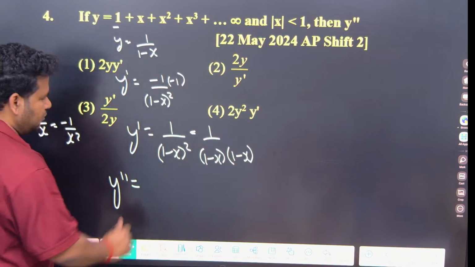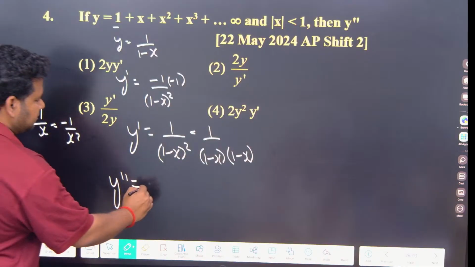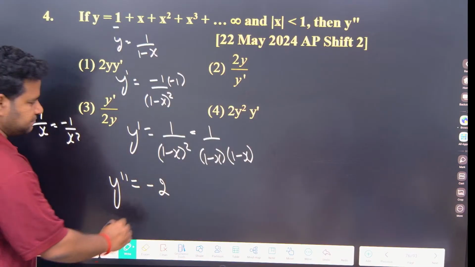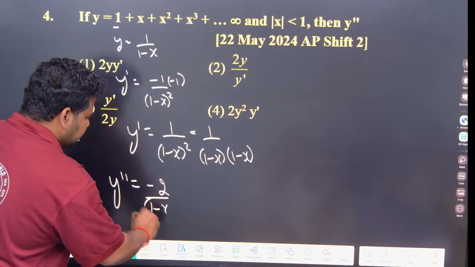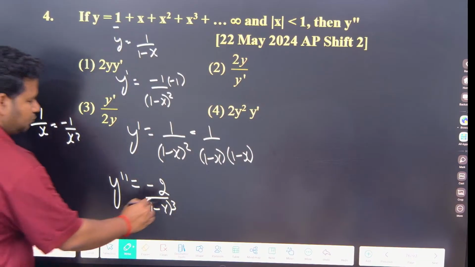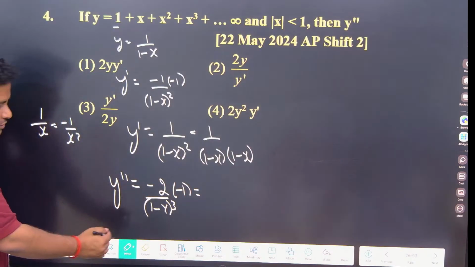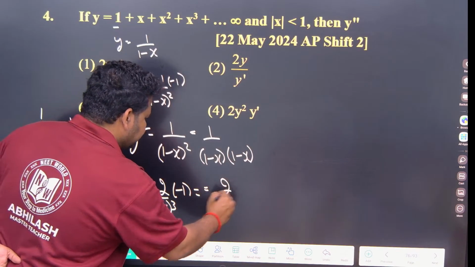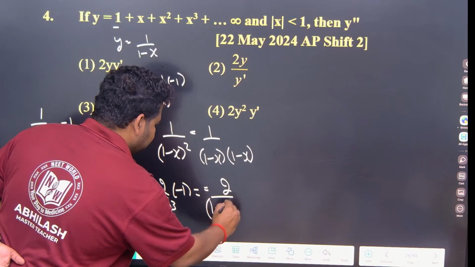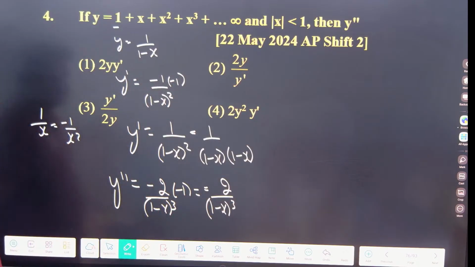No? Okay, let us keep it as it is. This is minus 2 by 1 minus x whole cube, into what is this? Minus 1. Okay, derivative of minus x is minus 1. So this would become 2 by 1 minus x whole cube plus 2 by 1 minus x whole cube.